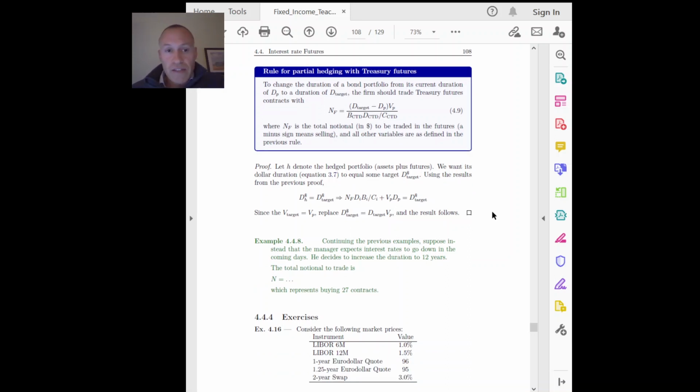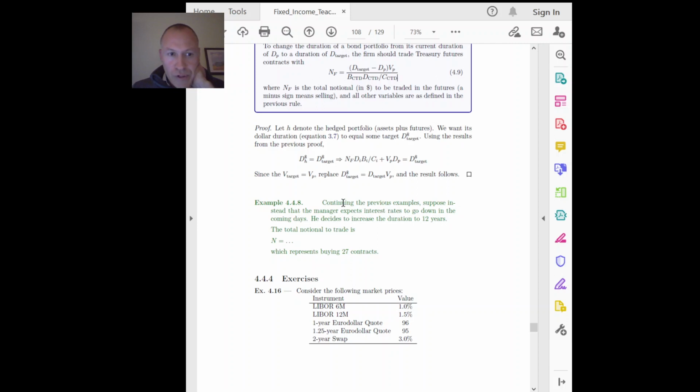If that is the case, we can modify the previous rule to have a partial hedge rather than the total hedge. The difference now is that we have here a target duration. We are not going to put the duration to 0. We are just going to put it to some target number, which may not be 0. In fact, the previous formula was a special case of this one when the target was 0.